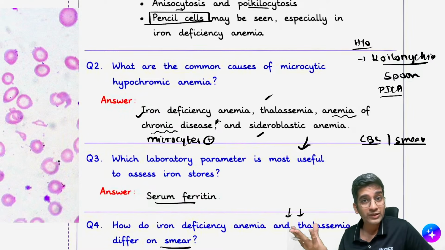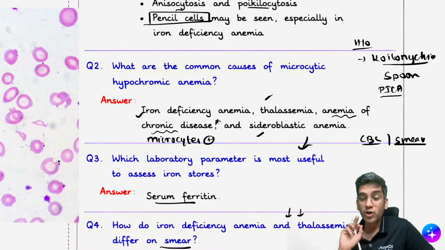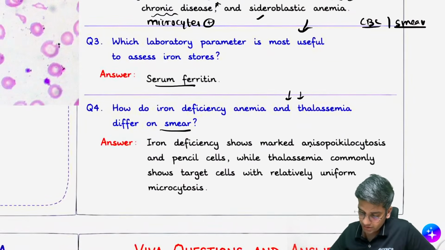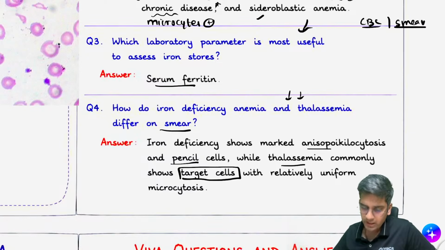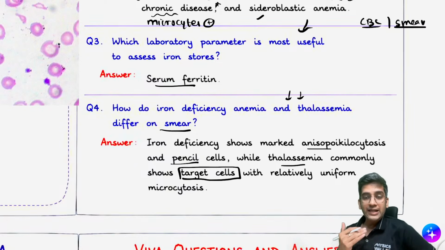NRBCs will be there more in thal major. I won't have that, right? Not teardrop, target cells, right? So IDA shows anisopoikilocytosis and pencil-shaped RBCs. Thalassemia shows target cells, okay? Targets are more classical, great insight.